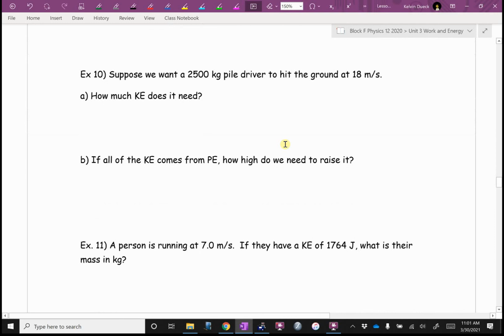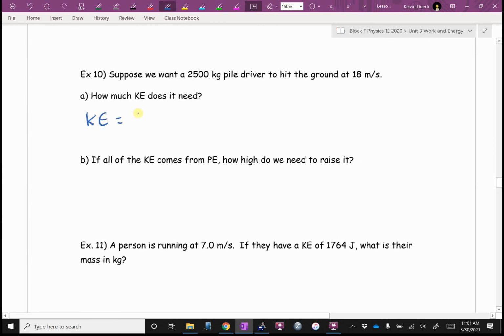So let's look at some applications. You may have seen, if they're building a new building, a pile driver pounding a beam or a post into the ground. Suppose I want a 2,500 kilogram pile driver to hit the ground at 18 meters per second. First question, how much kinetic energy does it need? How do I find kinetic energy? KE equals?